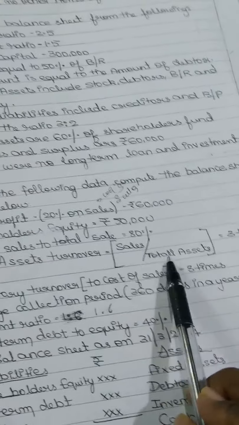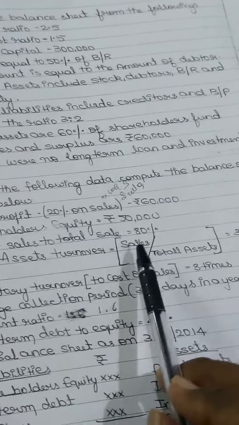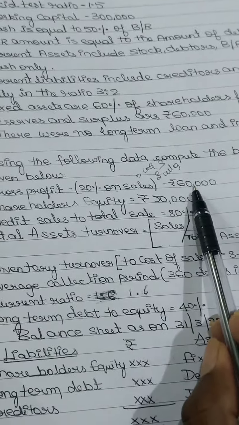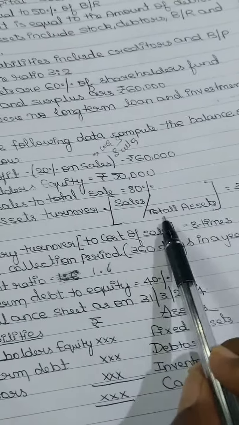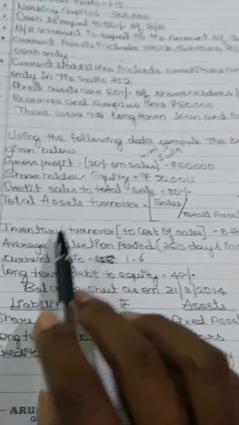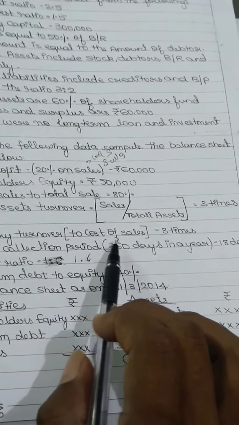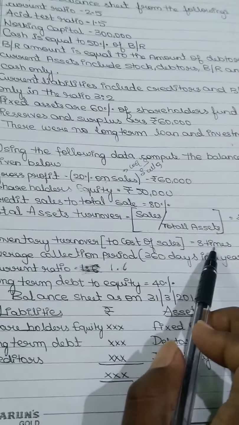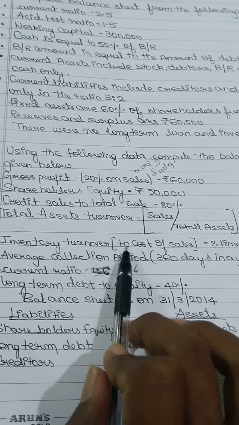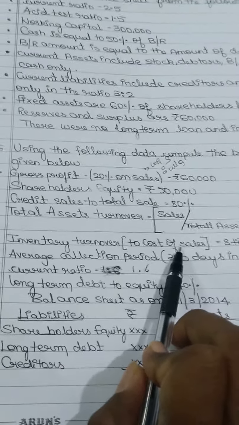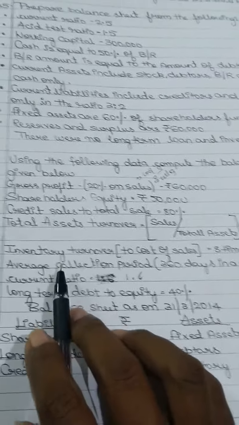That means we need to find out total assets. Sales we can find using this 60,000. They've given 3 times, so if you multiply or divide you will get total assets. Next, inventory turnover ratio to cost of sales, that is 8 times. Here they have given cost of sales, which is nothing but cost of goods sold. Now we need to apply one formula.